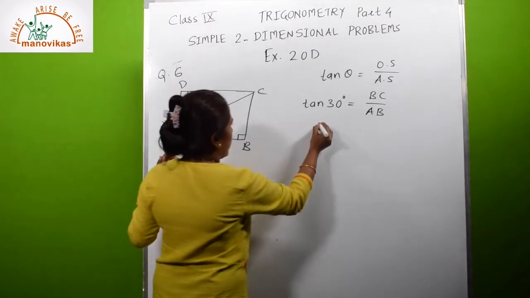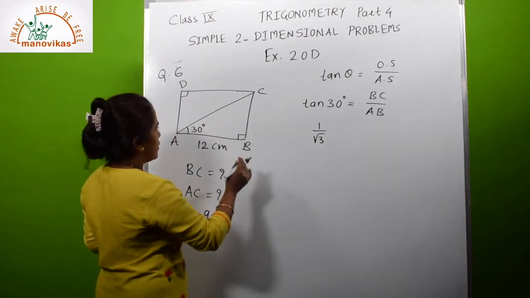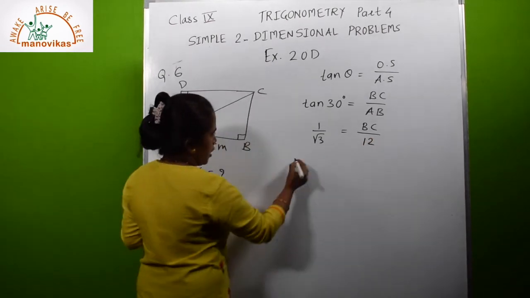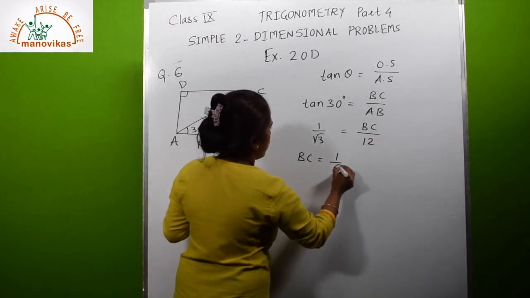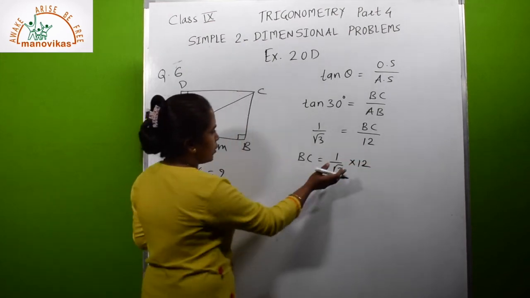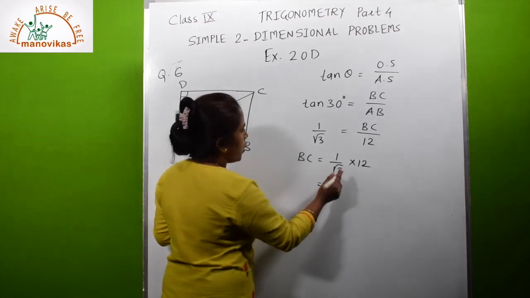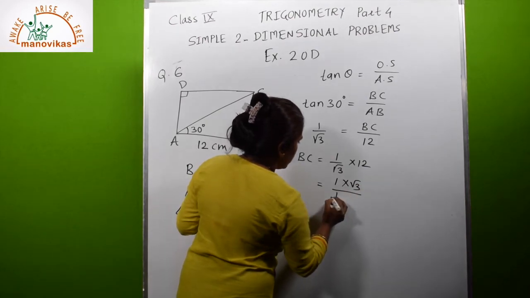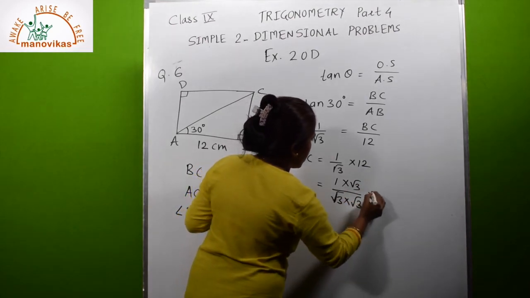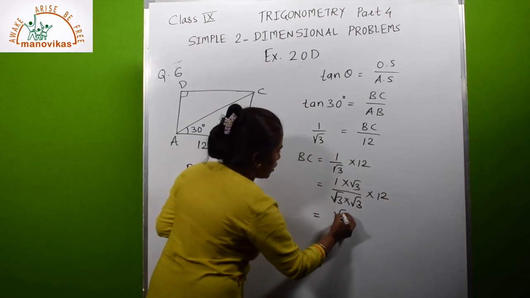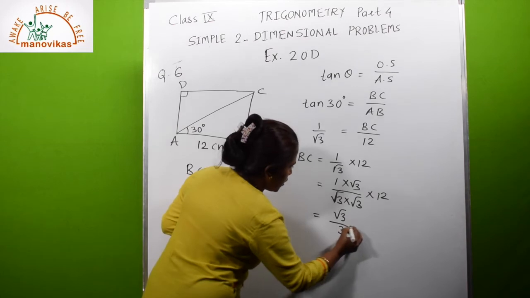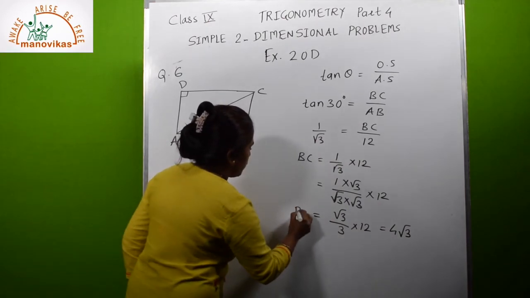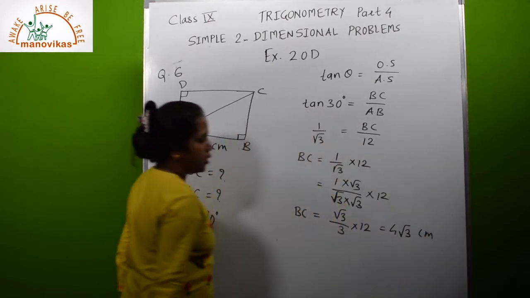Tan 30 value is 1 upon root 3. BC we have to find, AB is 12. So BC is equal to 1 upon root 3 into 12. Now we are going to remove the root 3 from the denominator. For that, multiply numerator and denominator by root 3. So 1 into root 3 upon root 3 into root 3, into 12 as it is. So root 3 into root 3 becomes 3, and 3 into 12 gives 4 root 3. So BC value is 4 root 3 centimeter.